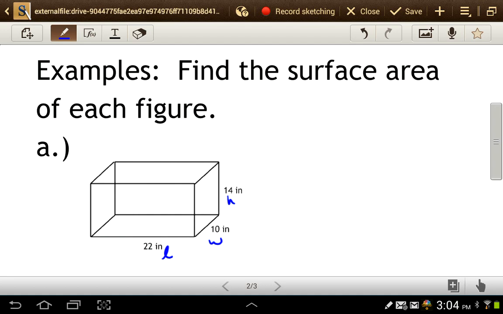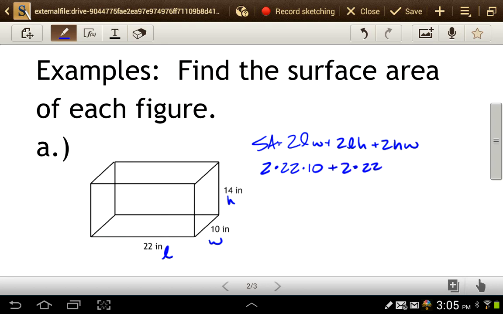I'm going to write down my formula first. Surface area equals 2LW plus 2LH plus 2HW. It's always good to write that formula. And then I'm going to substitute. Every time there's an L, I put 22. Every time there's a W, I put 10. And every time there's an H, I put 14. So 2 times 22 times 10 plus 2 times 22 again, that's L, times H, which is 14, plus 2 times H, which is 14, times W, which is 10.